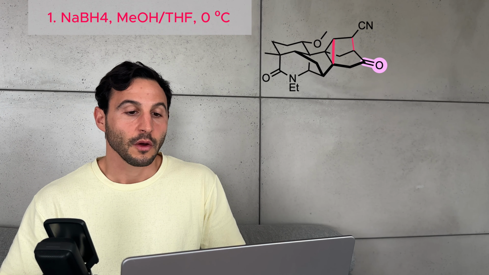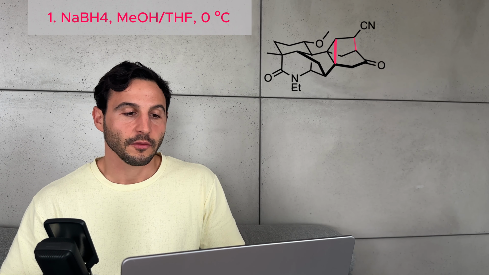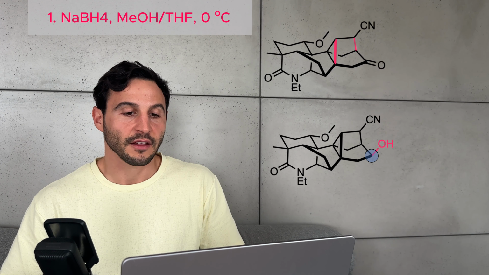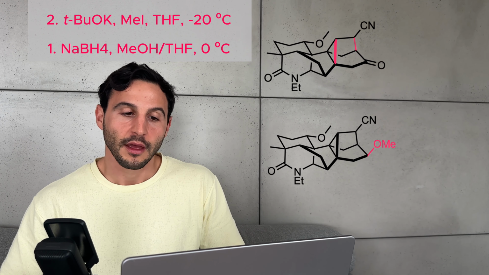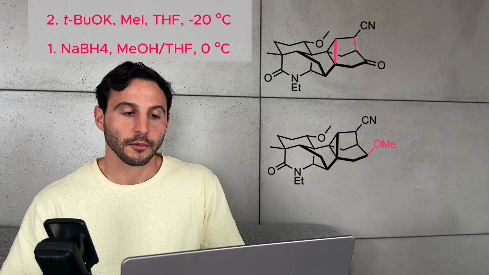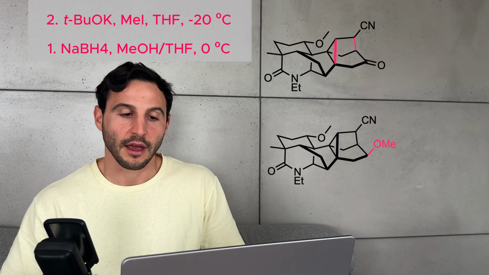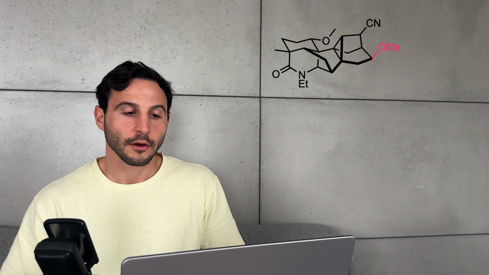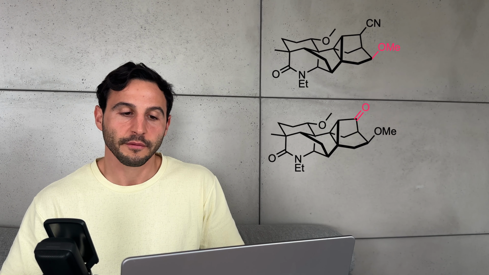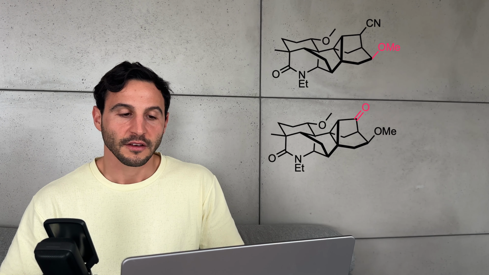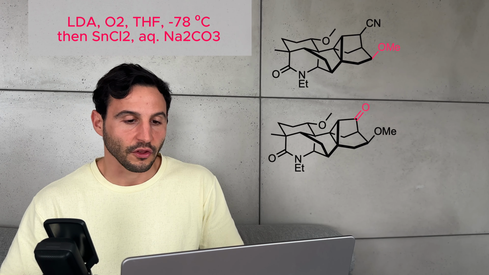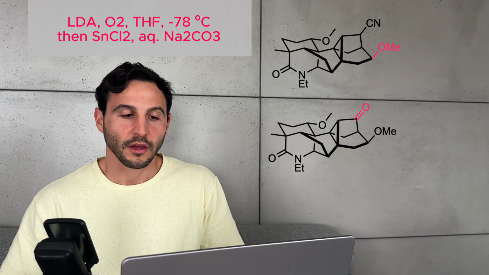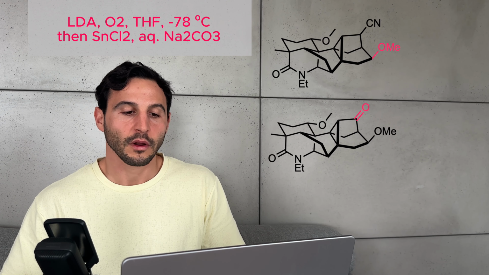Reduction of the ketone with sodium borohydride gives the alcohol with excellent diastereoselectivity. Methylation of the secondary alcohol is accomplished using potassium tert-butoxide and methyl iodide. The next step involves an oxidative decyanation of the secondary nitrile. This transformation is achieved using LDA and oxygen, followed by quenching with tin dichloride and workup with aqueous sodium carbonate.